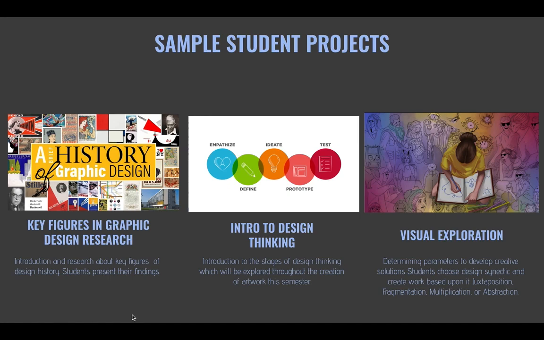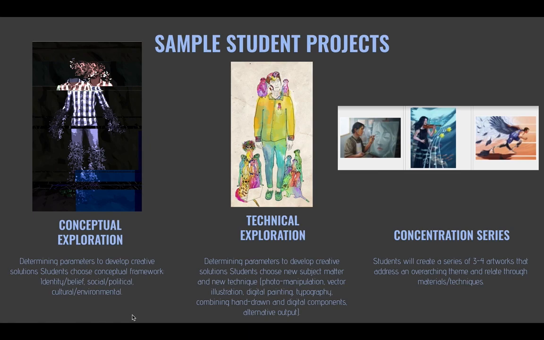Students will choose a design synecdoche and then create work based upon it. The design synecdoches they can choose from are juxtaposition, fragmentation, multiplication, or abstraction. And there's a student example of juxtaposition. The next exploration is conceptual, and again, determining their own parameters to help to develop creative solutions. Students choose conceptual framework between identity/belief, social/political, and then cultural/environmental.